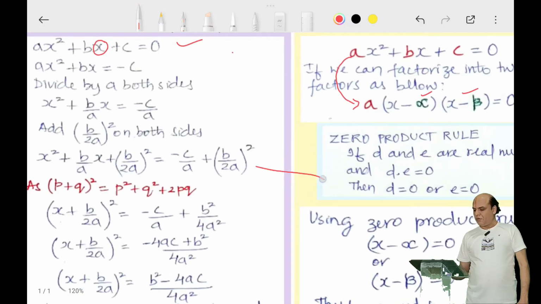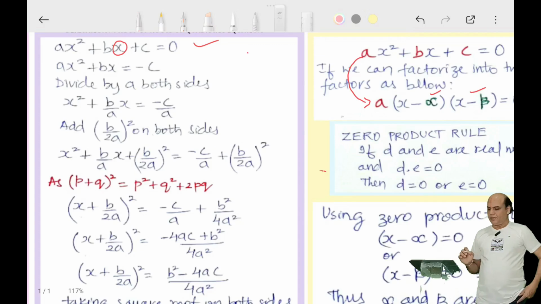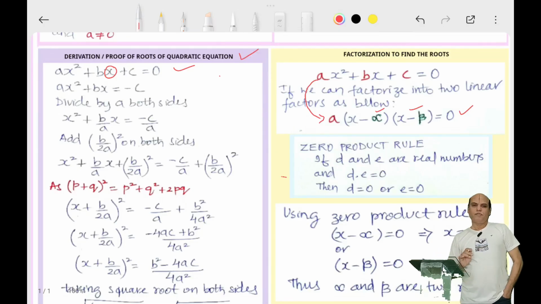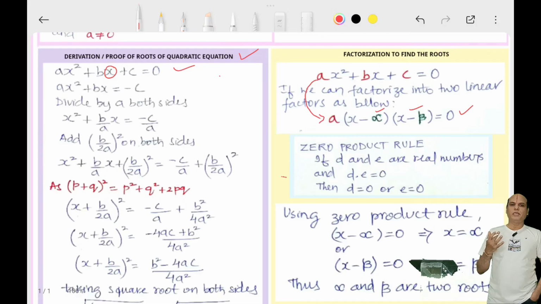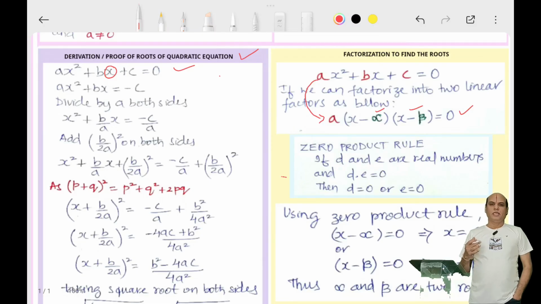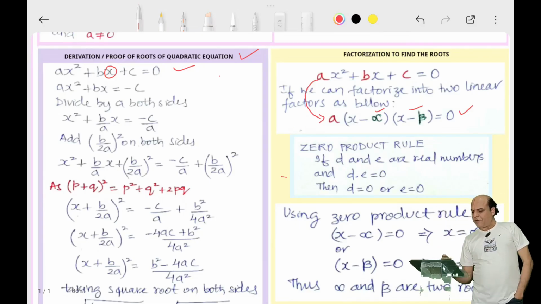So now, using the coefficients, how we can arrive at the solution. This is also called derivation or proof of roots of a quadratic equation. So there could be a theory question: derive the roots of a generic form of quadratic equation, or what is the proof that two roots of a quadratic equation are such. There could be a question on this. So let us see how we will arrive at the roots using derivation.